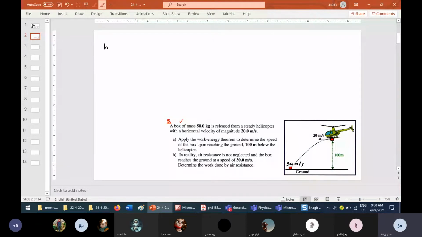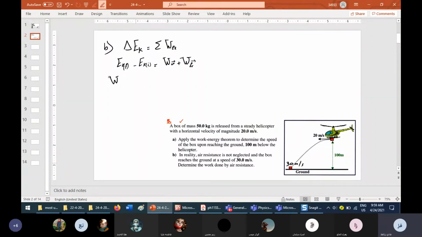I will apply the theorem of kinetic energy, or work energy theorem, equal to the sum of all work acting on the object. Kinetic final minus kinetic initial equals the work done by weight plus the work done by air resistance, which is a friction. I need this.